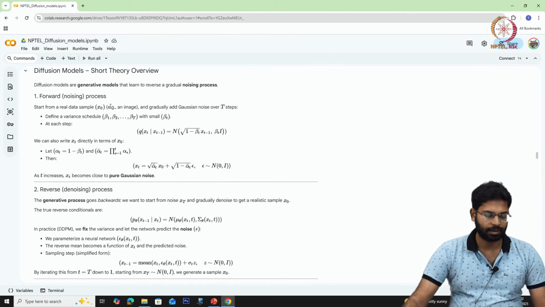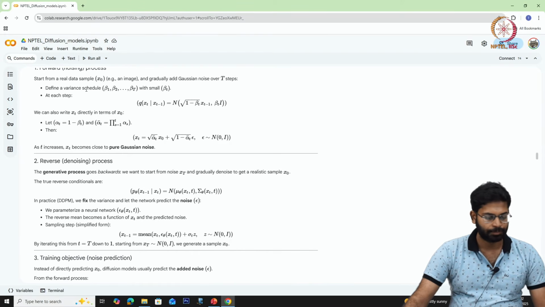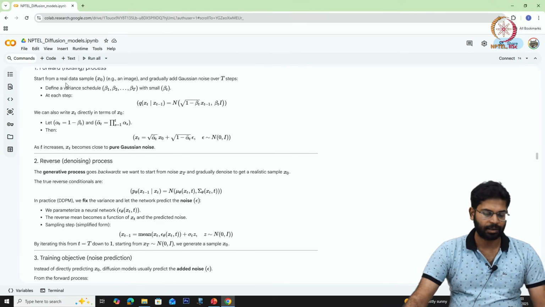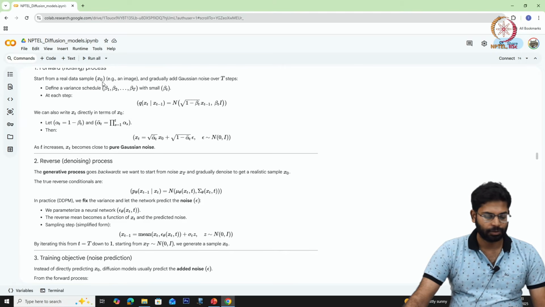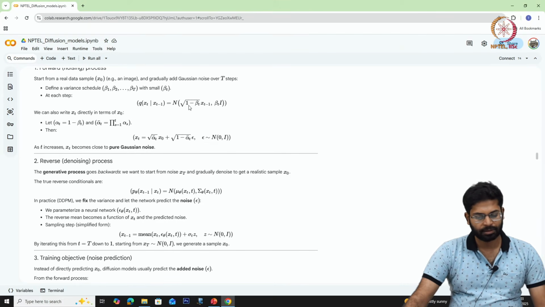We start from a real data sample x0, that may be an image, and we keep gradually adding Gaussian noise over T steps. Then we define a variance schedule beta 1 till beta T, with small beta t. At each step, you have xt plus 1, starting from x0, and it finally should converge to noise. How it proceeds is q of xt given xt minus 1. What will be the next step given the previous step? That is a Gaussian noise, a scaled version of the previous step, and Gaussian noise added to it.